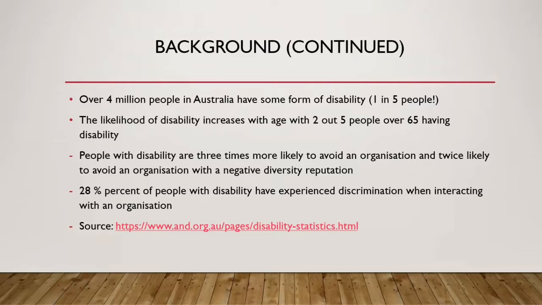And also 28% of people with disability have experienced some form of discrimination when interacting with an organisation. And furthermore, people with disability are more likely to avoid an organisation if they have a negative diversity reputation. So in terms of reputation, making sure that our clubs are inclusive and accessible for people with disability is paramount.